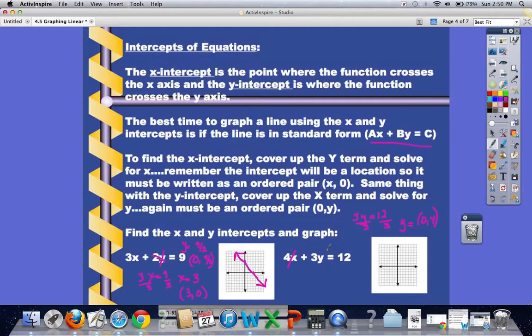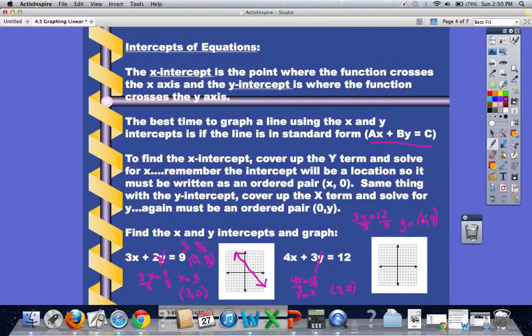Okay? And then I'm going to do the same thing with my x. So I'm going to erase this so I can see what I've got, and I'm going to mark out the y. So now this one is going to be 4x equals 12, and that makes x, if you divide by 4, 3. So then remember it's an ordered pair and the x comes first. So that's 3, 0 again.